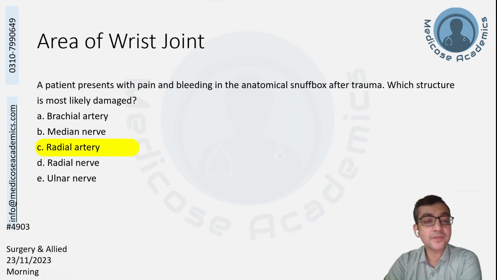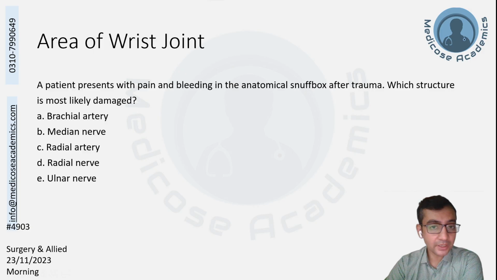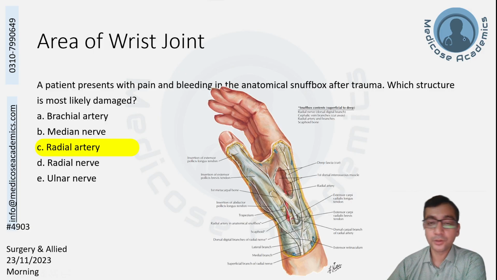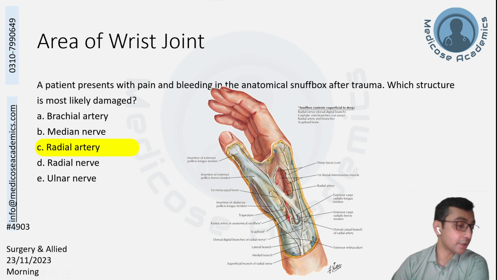Again, not very commonly asked, so I'm skipping it. A patient presents with pain and bleeding in the anatomical snuff box after trauma. Which structure is most likely damaged? The content of the anatomical snuff box is the radial artery. So you can be asked this question in two ways. It's the radial artery, and then there are two carpal bones, the lateral ones, the scaphoid and trapezium, and the radial artery supplies the scaphoid bone. If the artery gets ruptured here, the scaphoid goes into avascular necrosis.